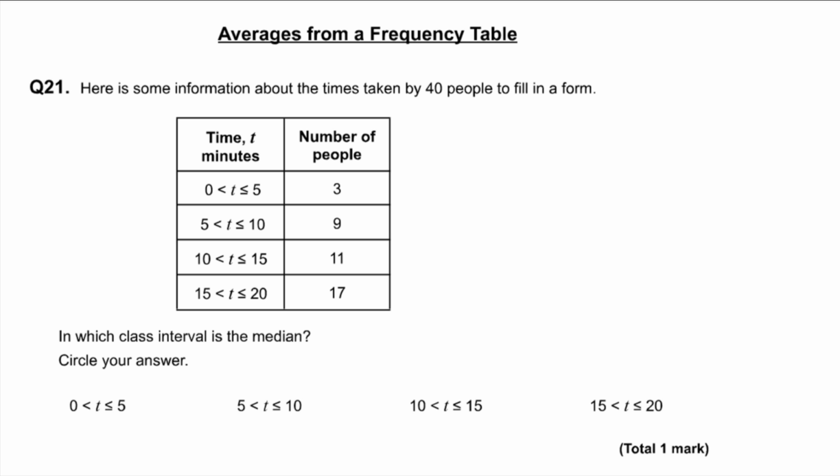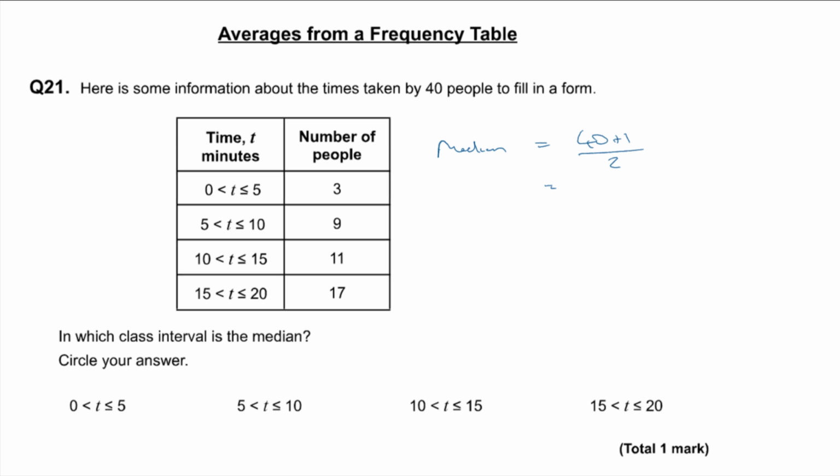So you need to understand about data being grouped and what that means in terms of the means, medians, modes. So in question 21, here is some information about the times taken for 40 people to fill in the form. In which class interval is the median? Now, if you have 40 people in the line, then the median person is the person in the middle. So if you've got 40 people, who's the middle person? You can find the median by taking the number of people, adding 1 and dividing by 2.